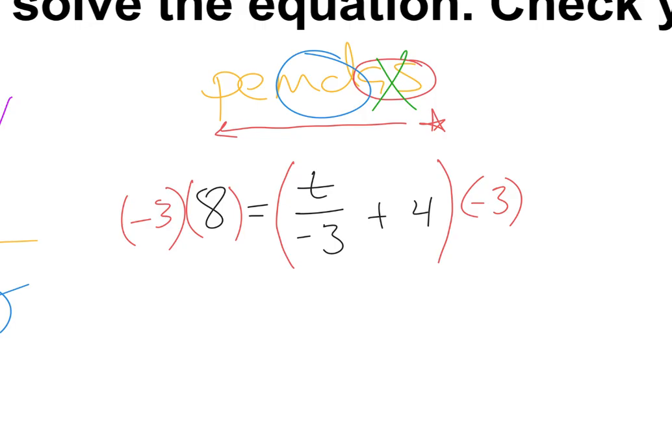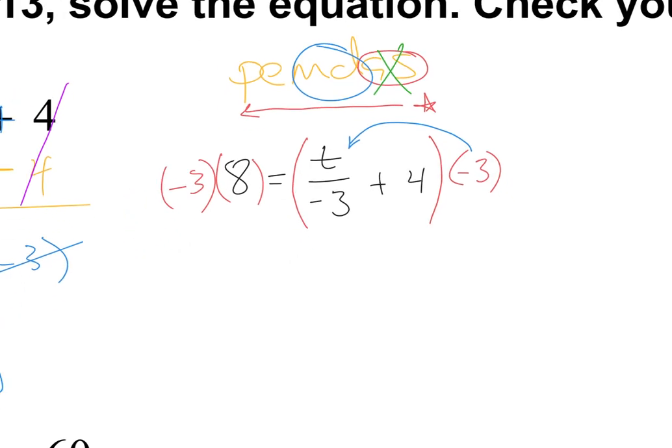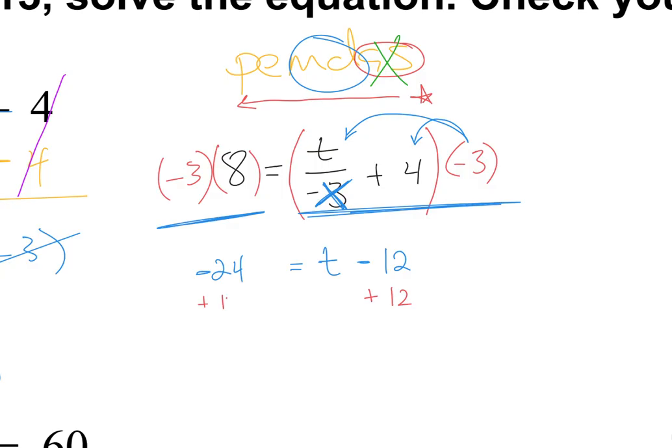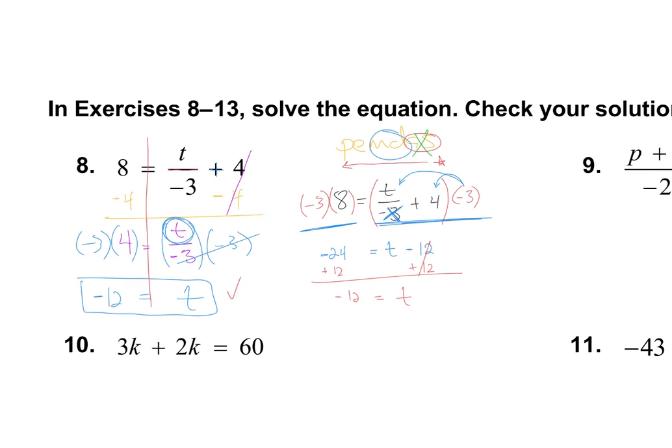So let's now distribute that negative 3. And if you're like, why did he pick negative 3? Well, because it cancels this negative 3, giving us just t. But I can't forget to distribute it right there, and it's now negative 12. Since I did it to this side, I have to do it to this side, and I get negative 24. And now I add 12 and I get that t equals negative 12. And that's what I got before.